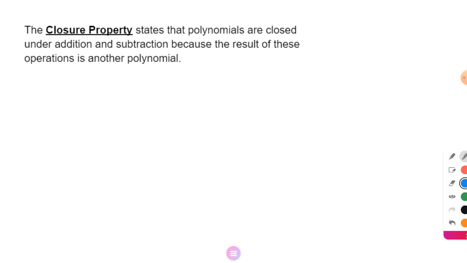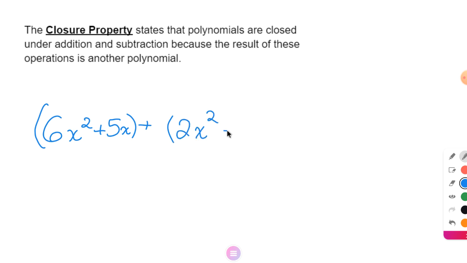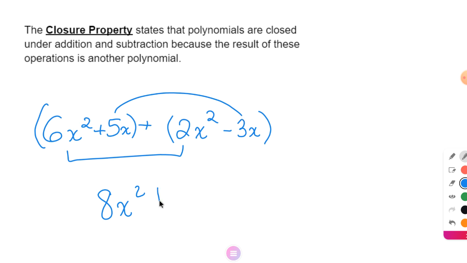So in other words, I take whatever polynomial I want, 6x squared plus 5x. And if I add it to another polynomial, 2x squared minus 3x, my result, let's see, 8x squared plus 2x, that's another polynomial. So because that's always the case, you will never find a way that that doesn't work, that means that the closure property works for addition and subtraction, okay? The operations of addition and subtraction are closed within the set of polynomials.